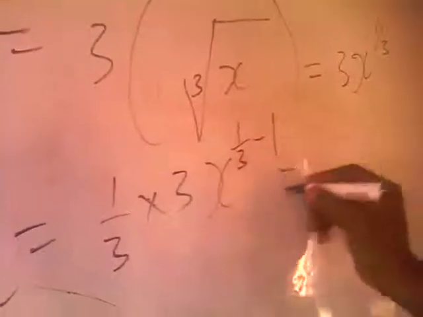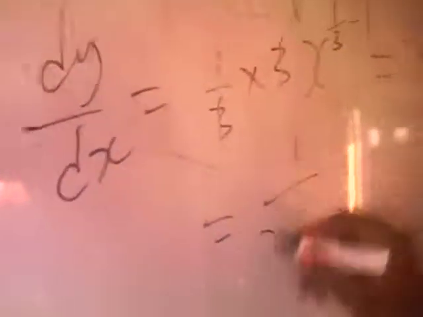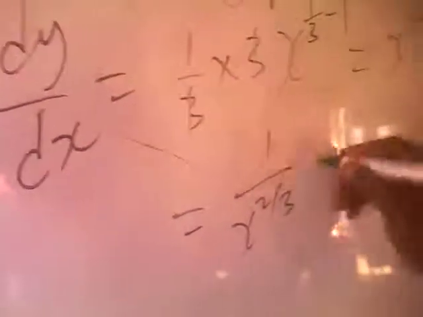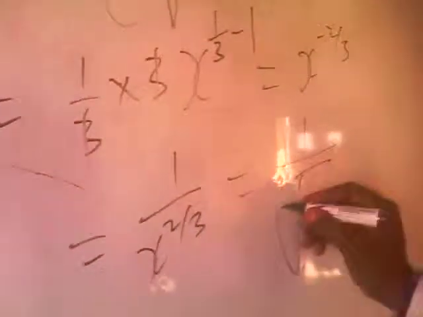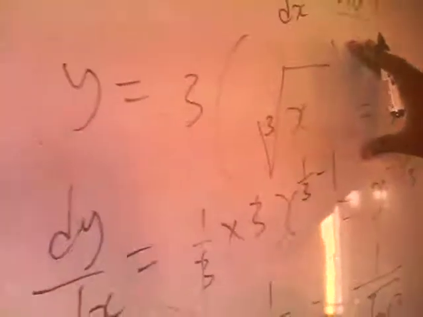So we now have 3 cancel 3, so we have x to the power 1 over 3 minus 1, which is minus 2 over 3. So we have 1 over x raised to the power 2 over 3, giving us 1 over cube root of x squared. So when we differentiate y equals this function, and we wrote it in indices, this is what we are going to arrive at.